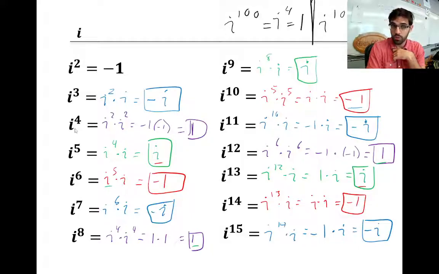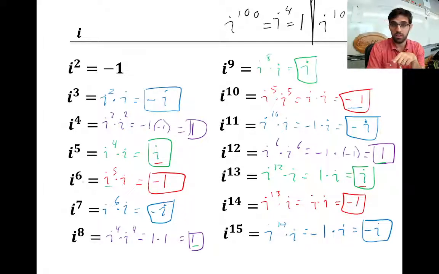i to the power of 4 would be multiplying -i by another i, which would be a -1, and then i times i is -1. So we'd have a -1 times a -1, that would be a +1. i to the power of 5 would be taking that 1 and multiplying it by another i. 1 times i is i.